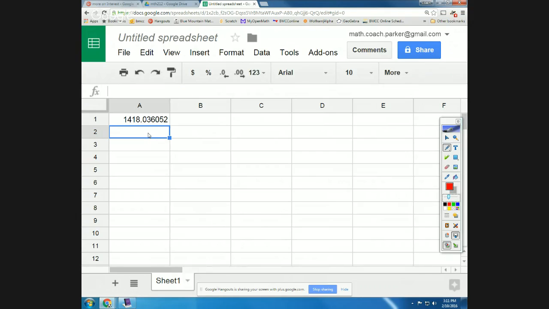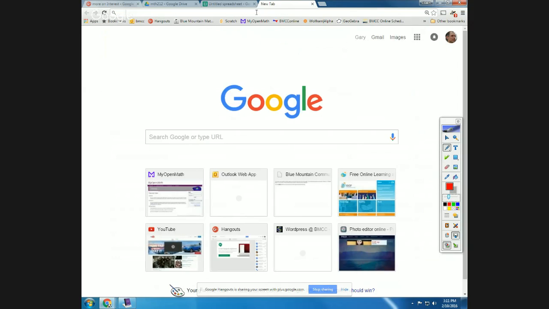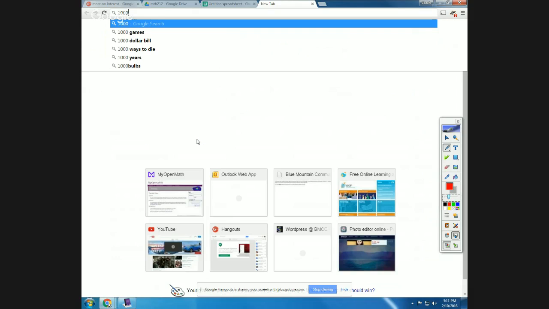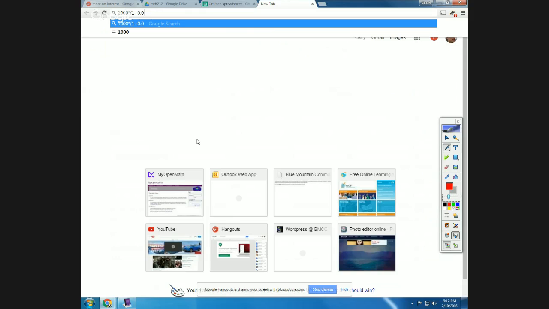So I'm getting $1,418.04. Did anyone else get that? Hold on, let me see. So the other Google calculator is where I just go here and type it. 1,000 times parentheses 1 plus 0.05 over 12, close parentheses, raised to the power of parentheses, 7 times 12.